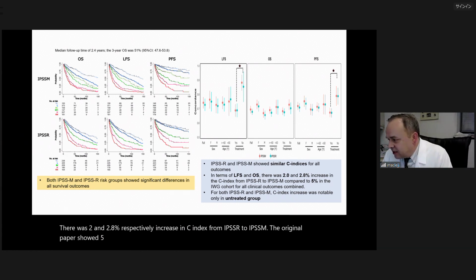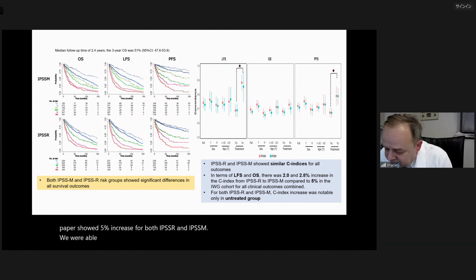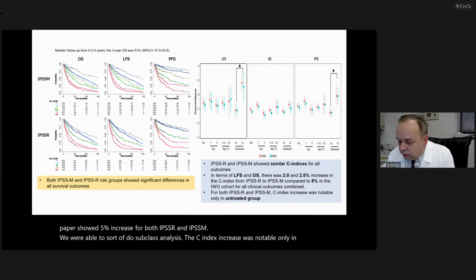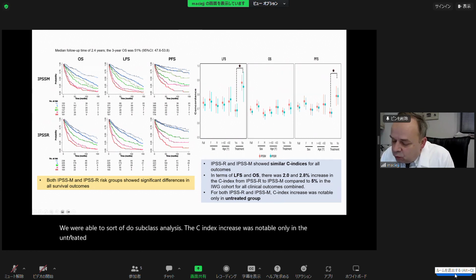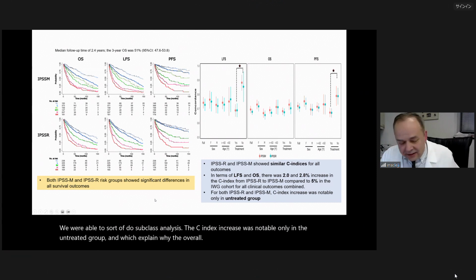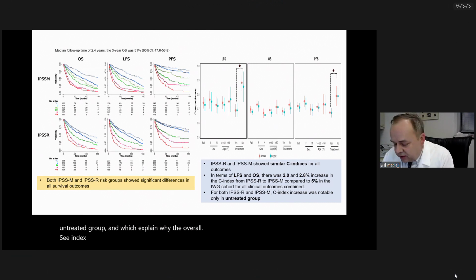For both IPSS-R and IPSS-M, we were able to do subclass analysis. The C index increase was notable only in the untreated group, which explains why the overall C index increase in IPSS-R was lower in our cohort in this real world scenario.